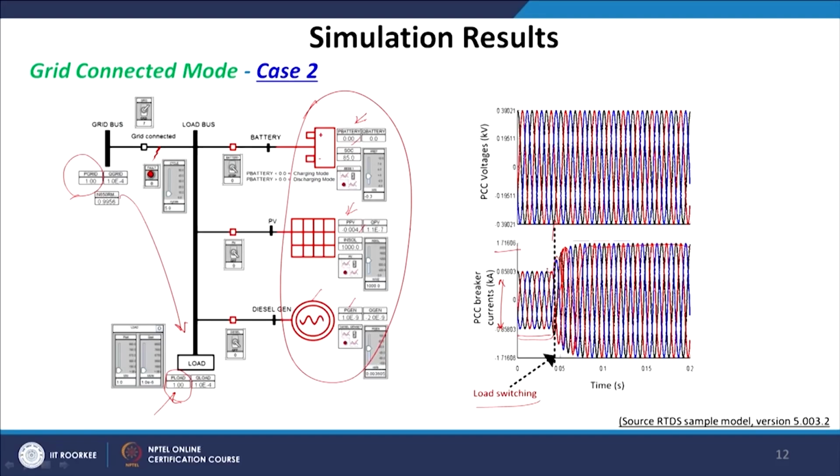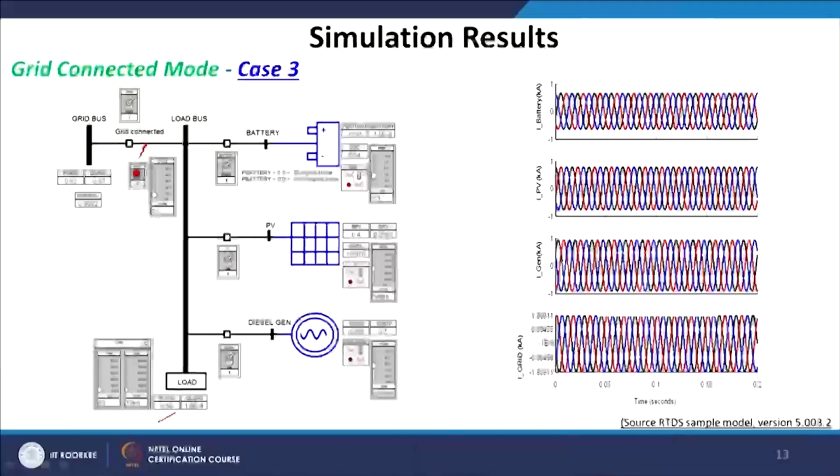So, this transient is very important for us to observe how the load is being switched from 0.5 to 1 megawatt, and how the current behaves from a 0.5 megawatt load to a 1 megawatt load.